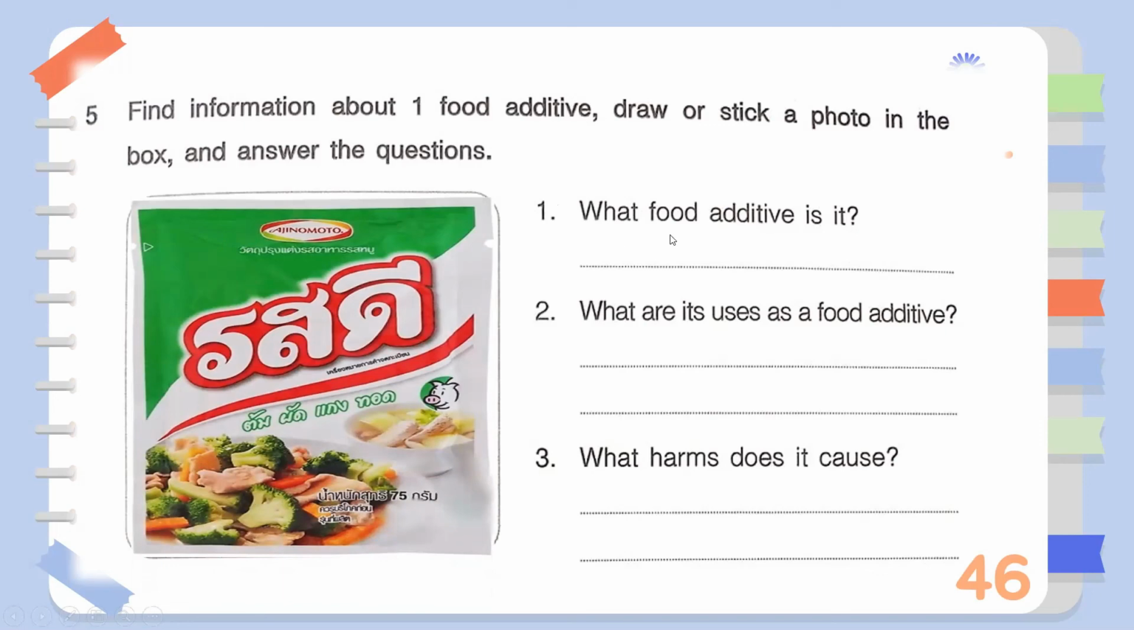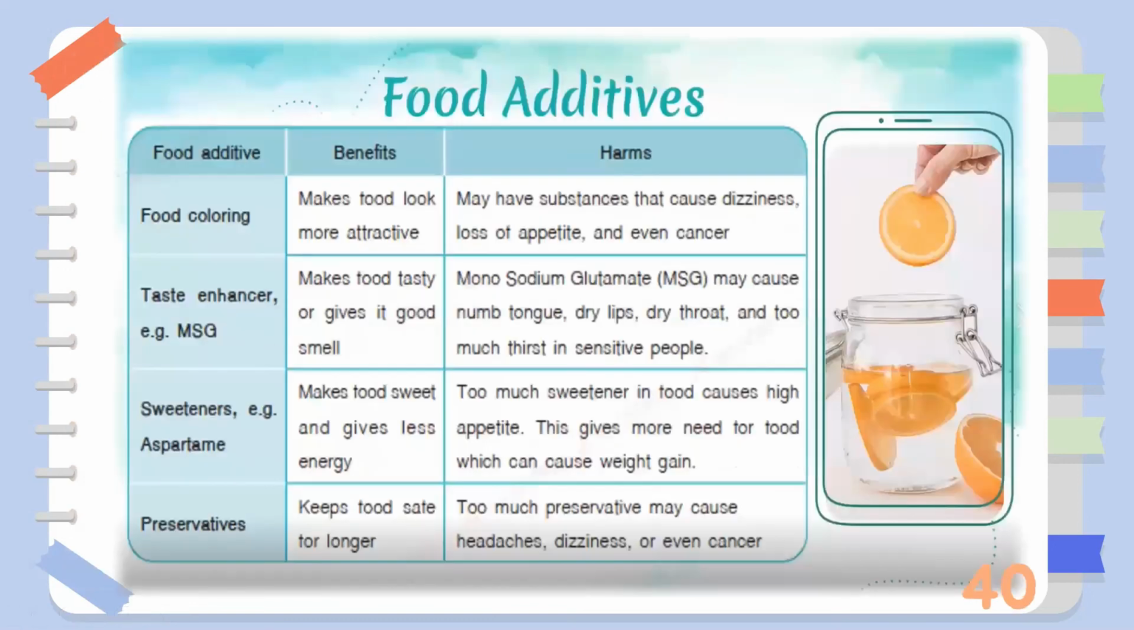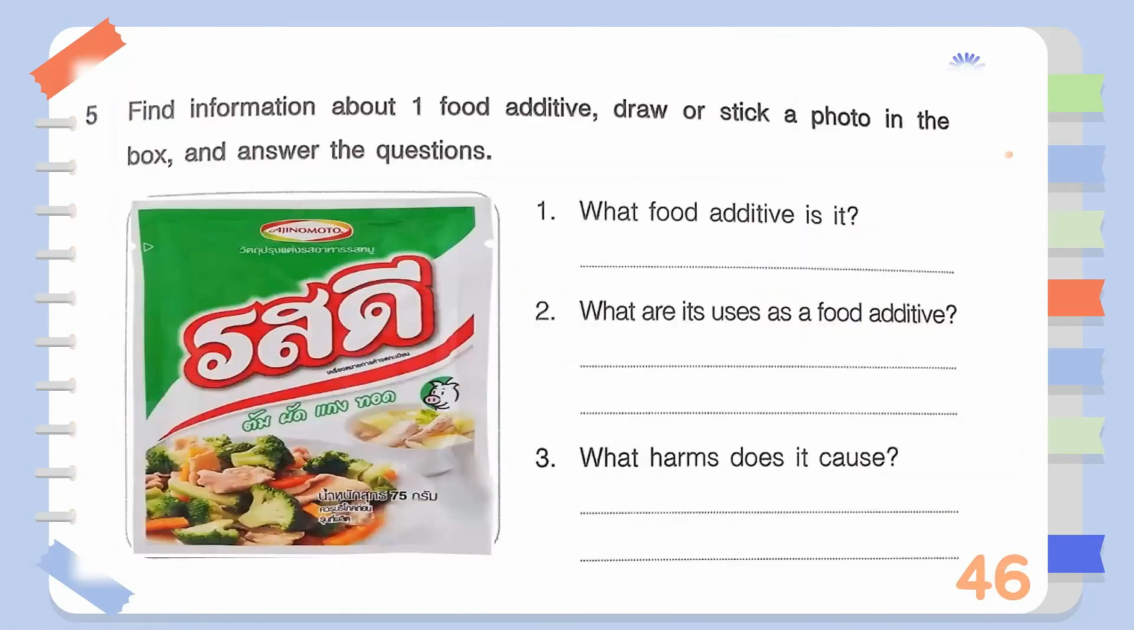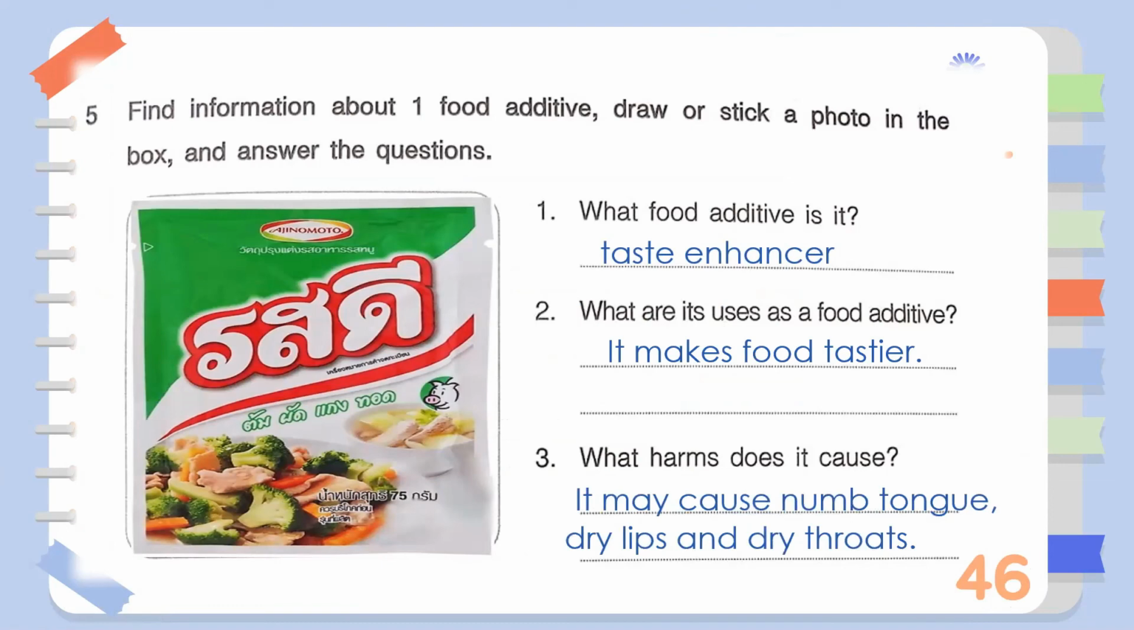Number 1 says, what food additive is it? So basically, it will fall under taste enhancer because it is an MSG. So you write here, taste enhancer. Number 2, what are its uses as a food additive? It makes food tastier. Number 3, what harms does it cause? It may cause numb tongue, dry lips, and dry throats. Again, this is just my own example. If you want to paste a different picture, then you are free to do so.